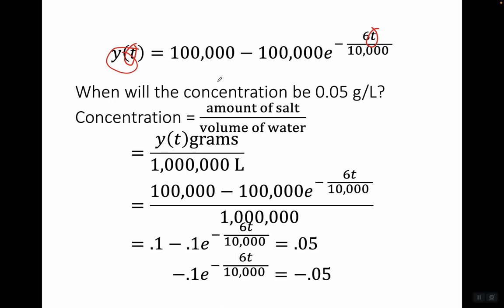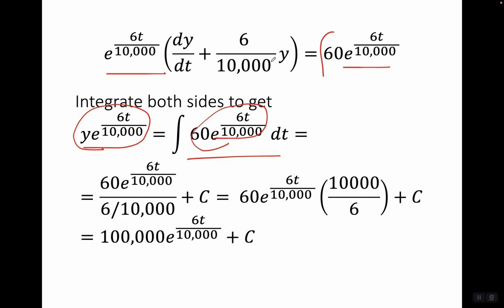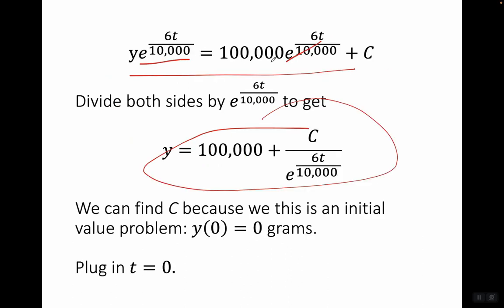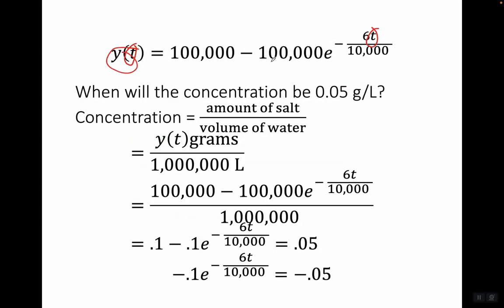Okay, so let's see, all of this stuff. So again, y of c. We want to know when the concentration is going to be 0.05 grams per liter. The concentration is the amount of salt divided by the volume of water. So in other words, it's going to be this amount of salt, y of t, over 1 million.